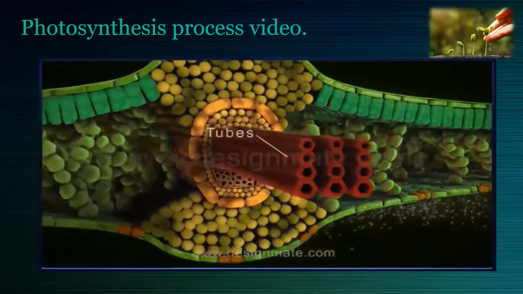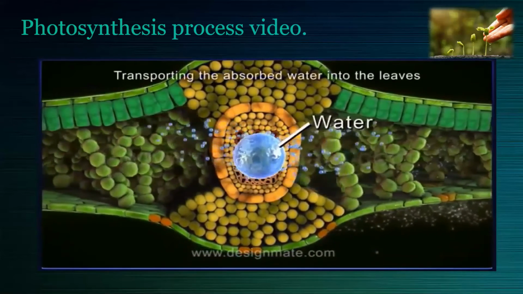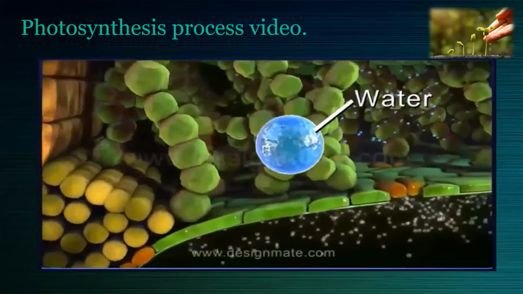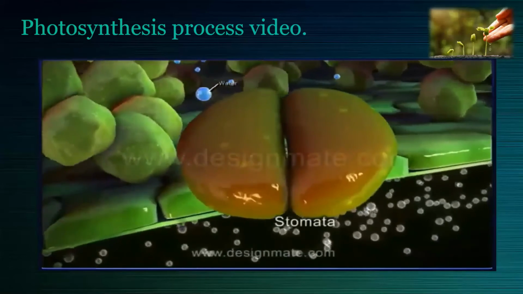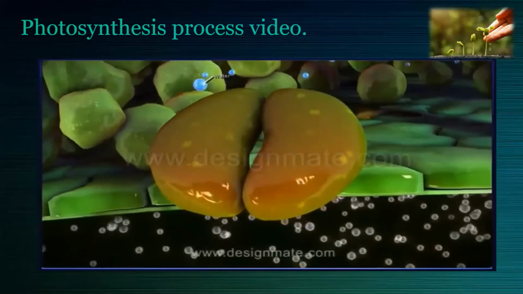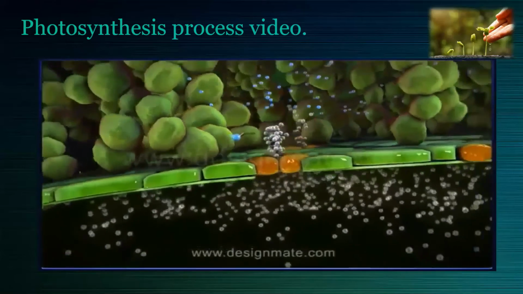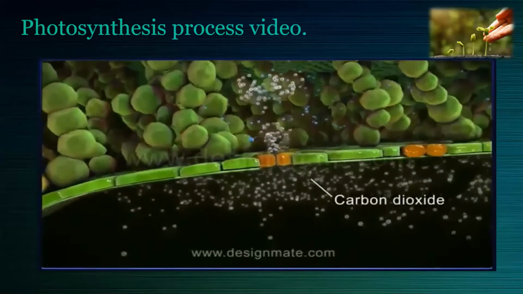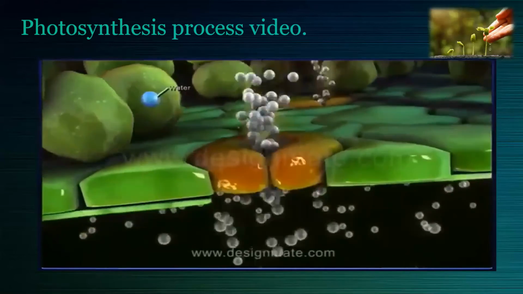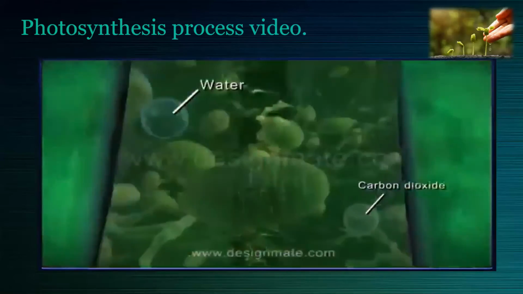The section also shows tubes specific for transporting the absorbed water into the leaves. The lower layer has many pores called stomata. Each stoma is surrounded by two guard cells, which regulate opening and closing of the stomata. A leaf absorbs carbon dioxide from the environment through these stomata, which after passing through air spaces, enter into the chlorophyll-containing cells.